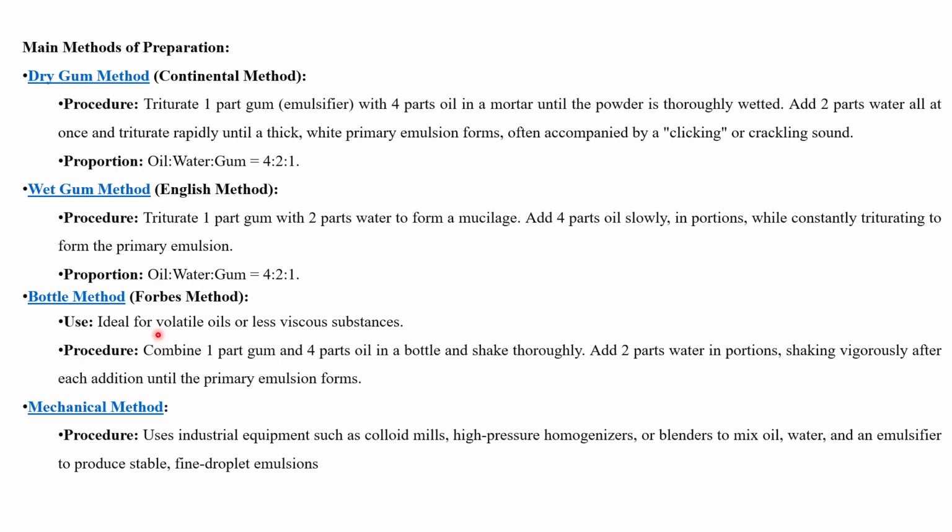The bottle method is also called the Forbes method, and this method is used to prepare emulsions which contain volatile oils. The proportion is 2:2:1 to prepare the primary emulsion of oil to water to gum. Whereas the mechanical method is used in industries where large equipment is used for proper mixing. The mixing equipment used here are colloid mills, homogenizers, and blenders, because it is prepared on a large scale and to produce stable emulsions with fine droplets.